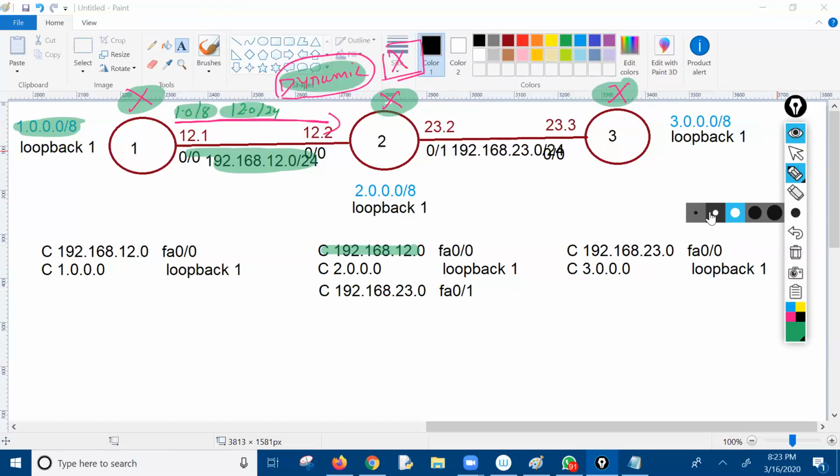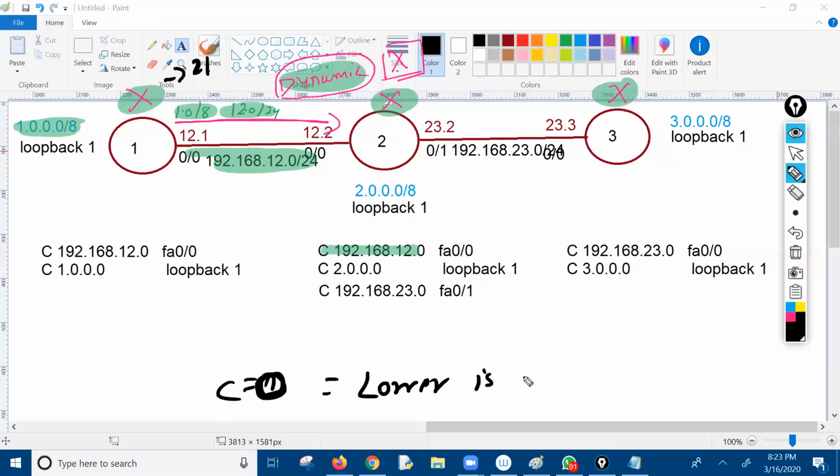Of course, we have some AD value of this one. So maybe X has an AD of 20, not 20, make it 21. And connected by default has an AD of 0. So of course I have one best route because AD 0 is more preferable, right? Lower is more preferable. So R2 is not going to accept this route.